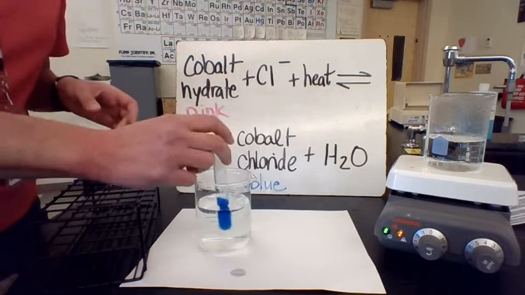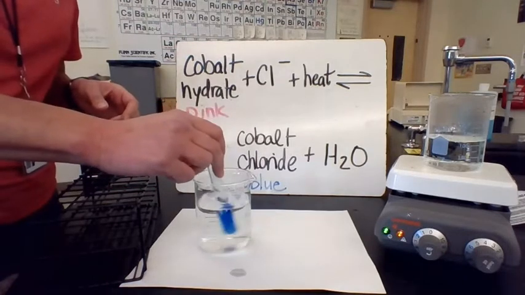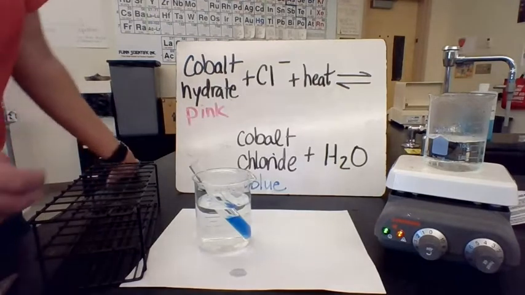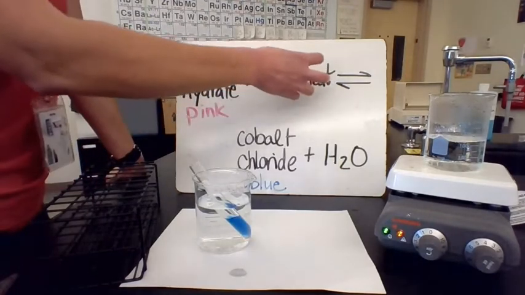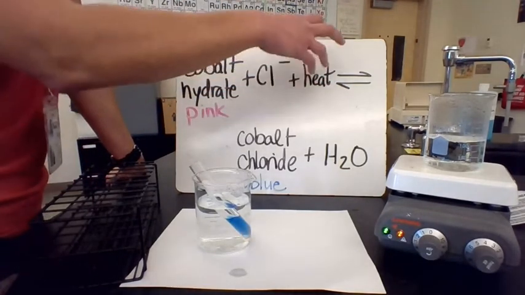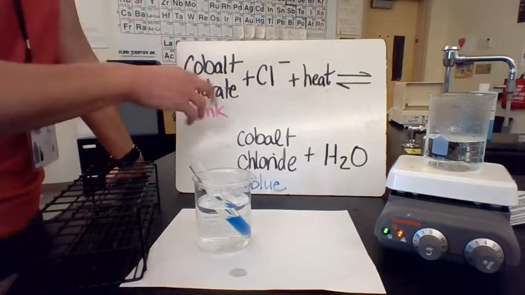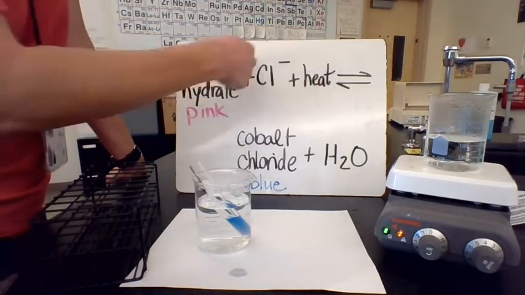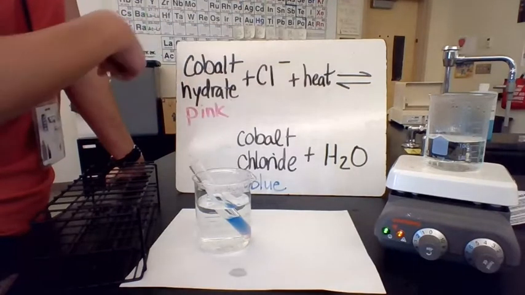And since this is reversible, we should be able to make this go back the other way. So here is my ice bath. This one might take a little bit longer, but what we're doing here is when I put it in the ice bath, I am removing heat. So I'm basically taking away a reactant. And so the system's going to respond by proceeding back in that direction to form more reactant.